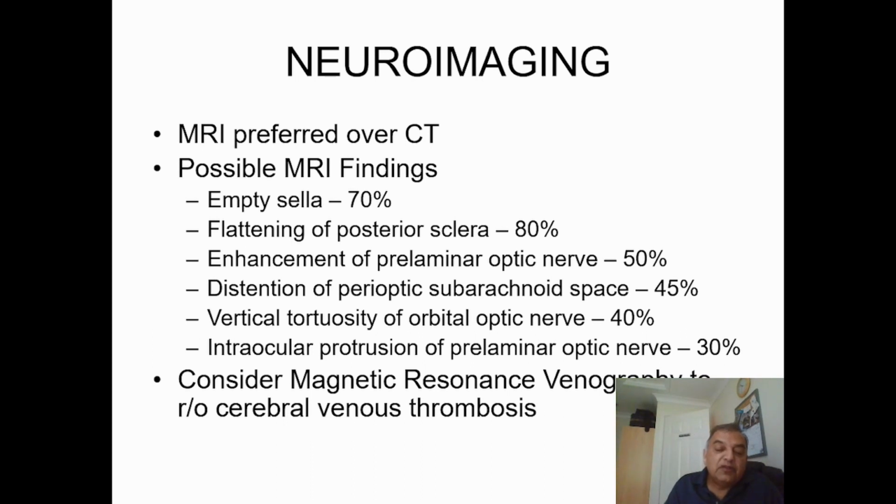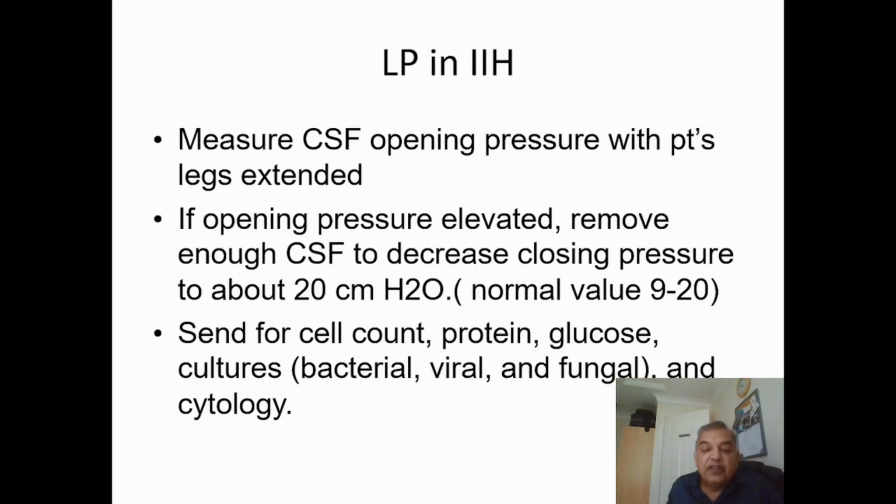MR venogram is always done to rule out a cortical vein thrombosis. Then we next proceed to a lumbar puncture to measure the opening pressures. Patient's legs extended. It's extremely important to do it in the lying position with the head and spine in the same line, so that gives us an accurate pressure. If you do it sitting up, you'll get a false reading.